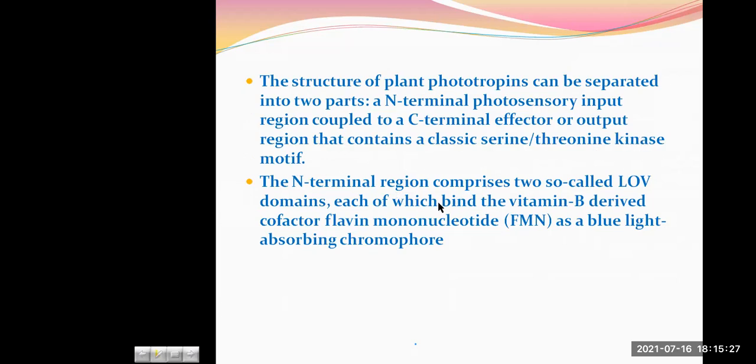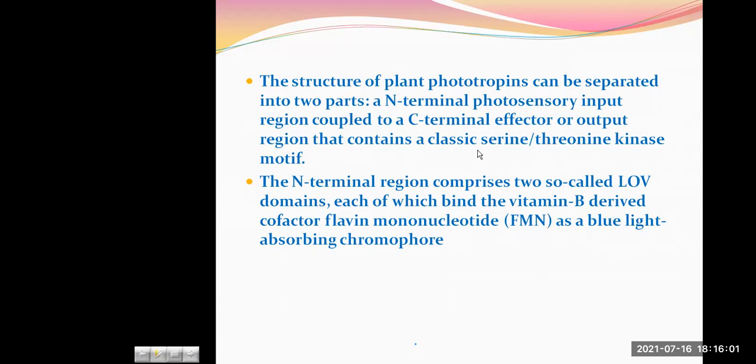We now know that phototropins have an N-terminal and a C-terminal. The N-terminal region comprises so-called LOV domains. These are important. What are these LOV domains? We will learn it in the next slide. These LOV domains bind to vitamin B based flavin mononucleotide. And this flavin mononucleotide is a blue light absorbing chromophore. Chromophores are substances which can absorb light, and so is FMN; that is, it absorbs blue light.